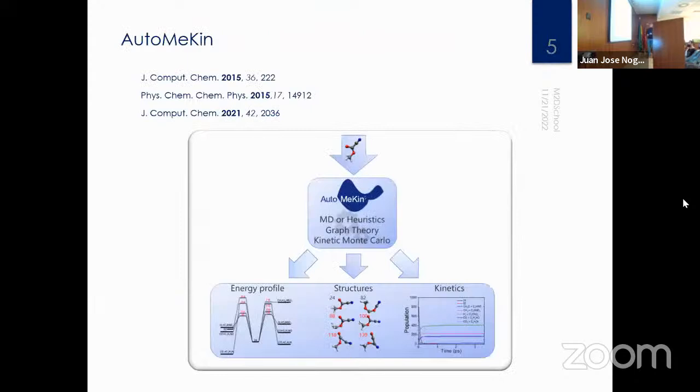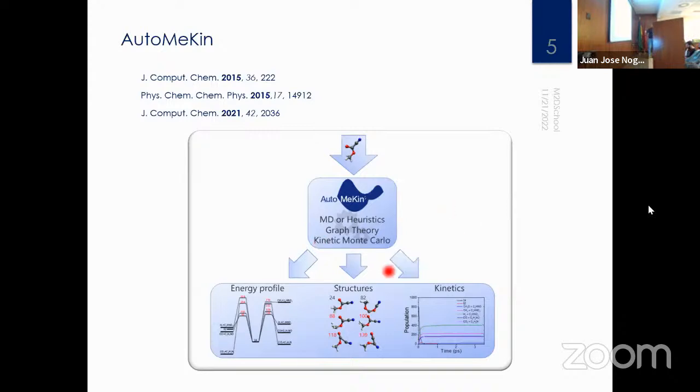So this is the general workflow of the method. Basically, you start with a structure for the system, any kind of structure. It doesn't need to be optimized. You can get it from wherever you want. And then the program has different methods implemented. As I said, MD simulations. You can also use heuristic methods based on chemical knowledge. We also employ graph theory. And then for the kinetics, we use kinetic Monte Carlo to solve the chemical master equation.